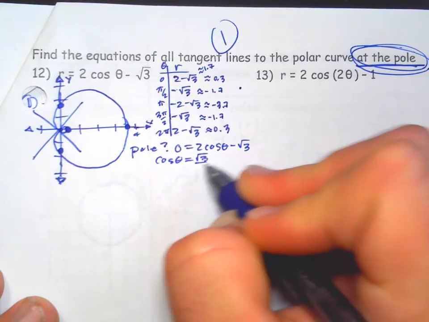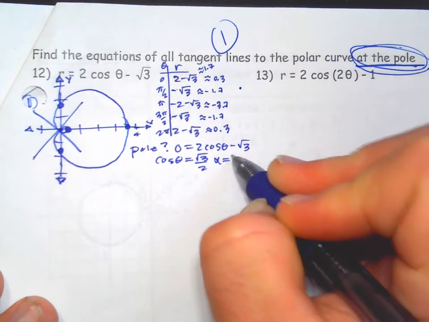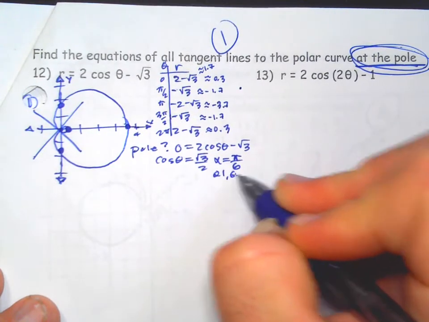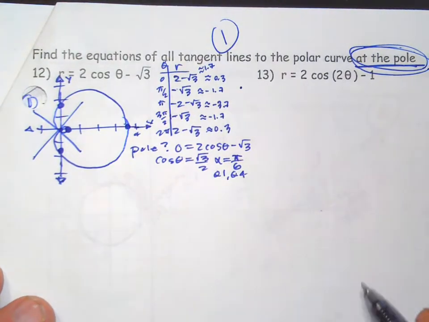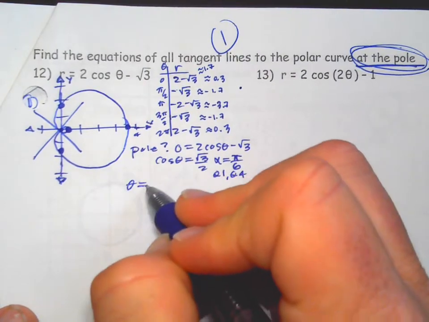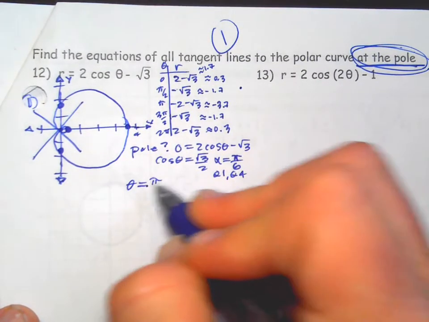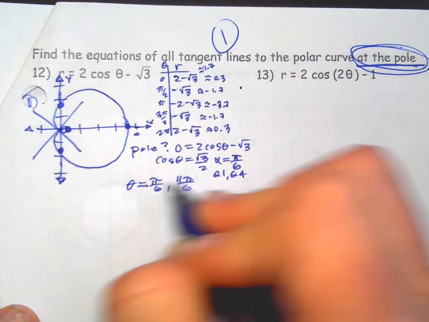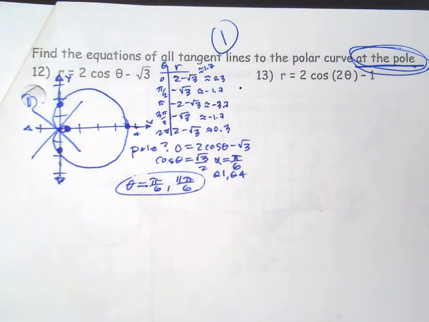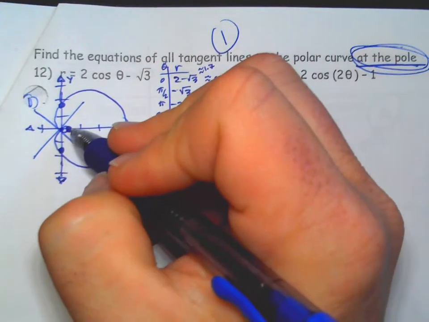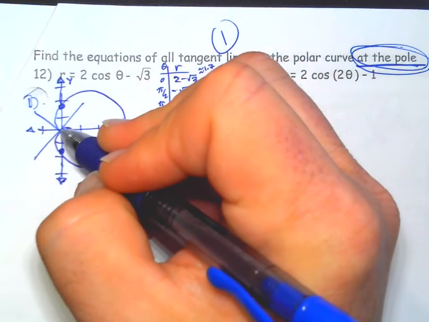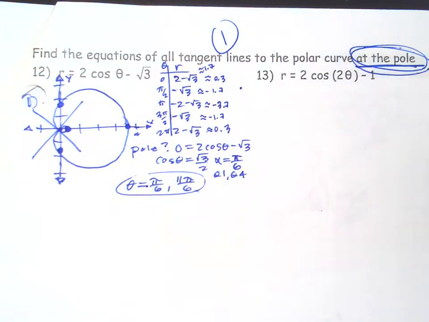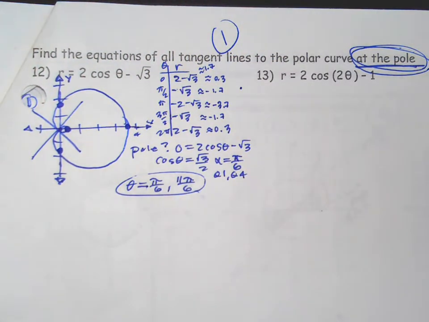So we need positive root 3 over 2. So alpha equals pi over 6, and we're in quadrants 1 and 4. So theta equals pi over 6 and 11 pi over 6. So we start here, go in, go through here, and then we go all the way around. Then we come back in right before we're done with it. So that kind of makes sense.